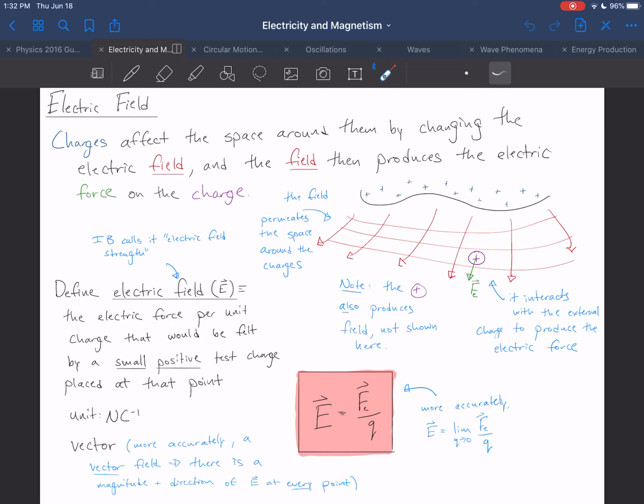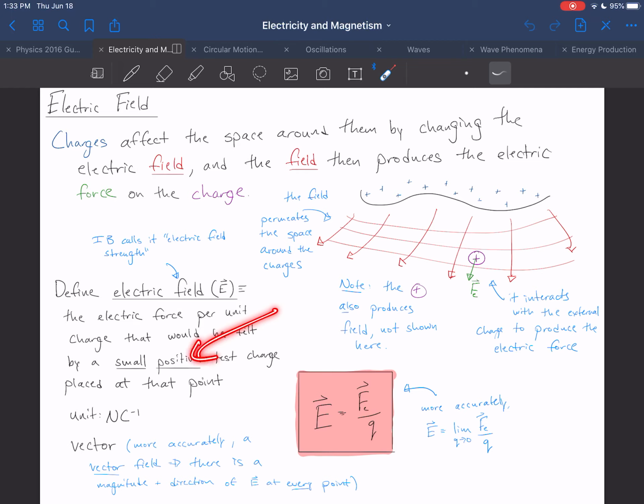For those of you who have seen limits in calculus, strictly speaking, a more accurate version of this definition is that the electric field is actually the limit as Q goes to 0 of the electric force divided by the charge. So when we say small positive test charge, that's the IB's way of gesturing towards this idea that we don't want our small positive test charge to influence the field that we're supposedly measuring or defining. In other words, the field of this charge is independent of and shouldn't be accounted for when considering the force that charge eventually feels, because the force that charge eventually feels is only due to the other charges, not due to its own charge. Charges can't affect themselves, is another way of saying that. So this is our definition: the electric force per unit charge that would be felt by a small positive test charge placed at the point.